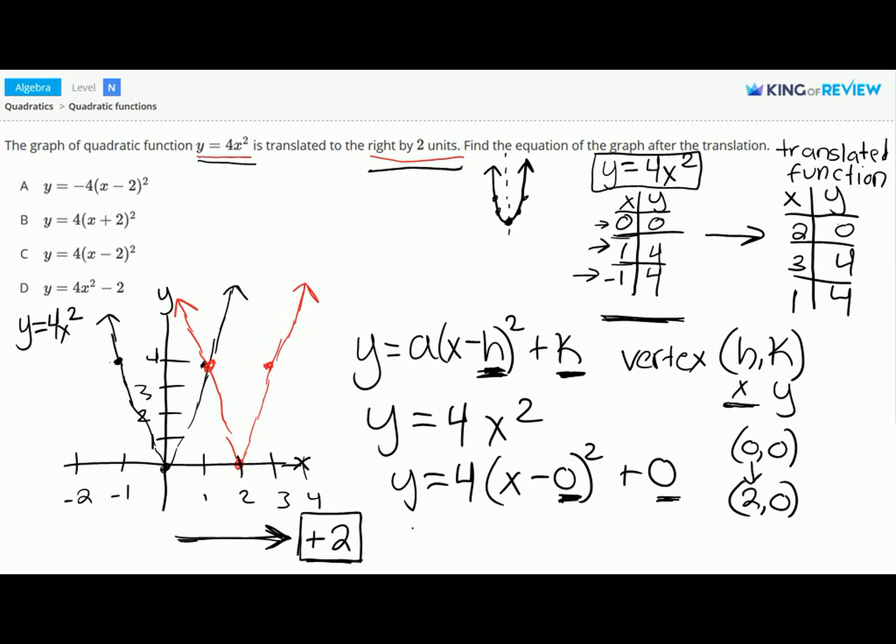So let's rewrite this. Y equals 4 times x minus 2, because we increased this 0 by 2, squared. So we have y equals 4 times x minus 2 squared. And this is the equation of our translated function. So letter C is correct.